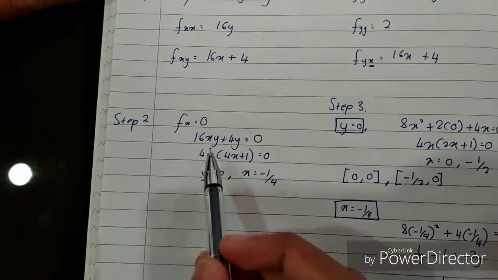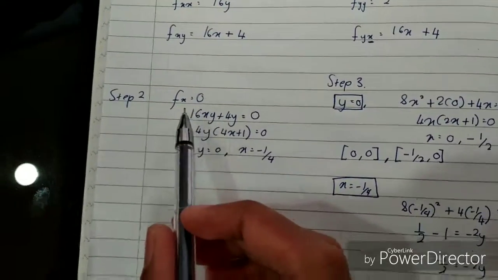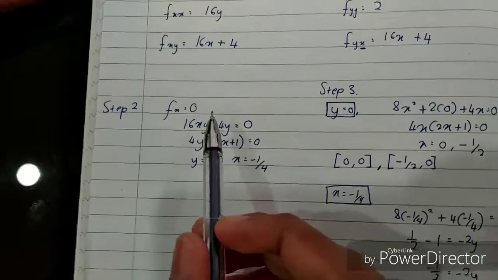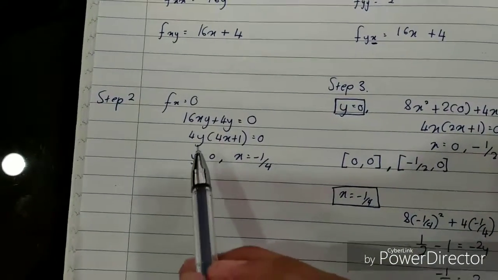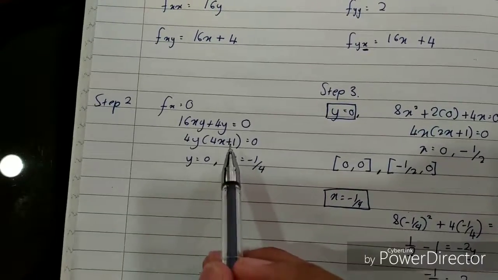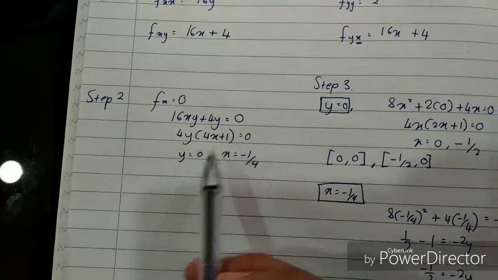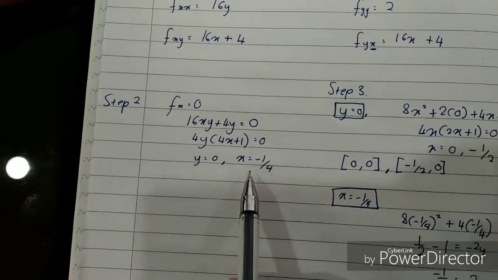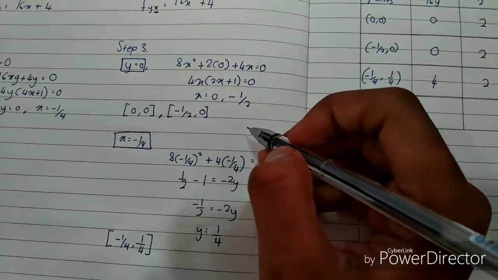Step 2, we have to find the critical value. To find the critical value, we choose either fx equal to 0 or fy equal to 0. In this equation, we choose fx equal to 0. From this equation, we factorize and we get the critical values y equal to 0 and x equal to -1/4.